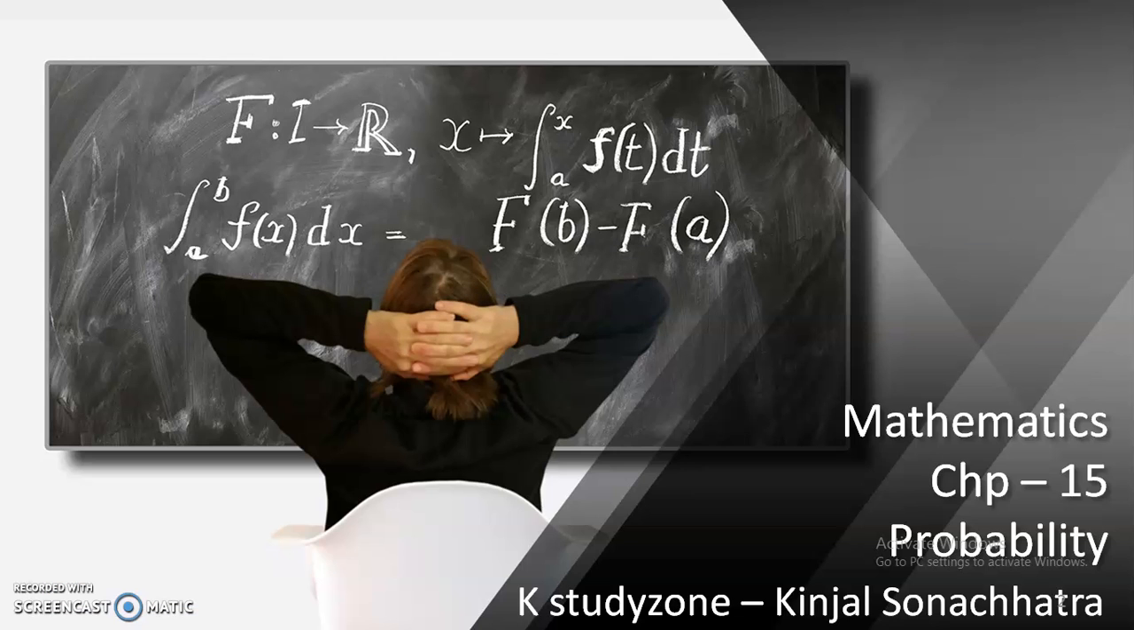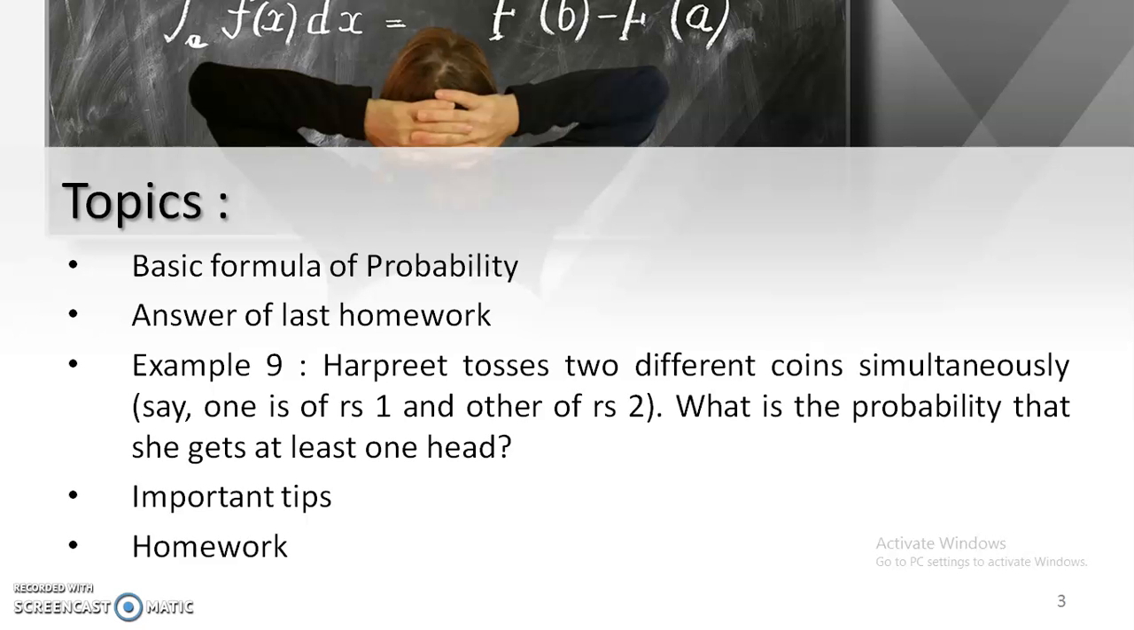This is the 15th tutorial of Probability, chapter 15 of standard 10th. In the last session, we discussed example 8, and in this session, we will discuss example 9. So, don't waste time, go to the session. Today's topics are the basic formula of probability, the answer of last homework, example 9 from your textbook, important tips and, obviously, homework. So starting with the first, the basic formula.